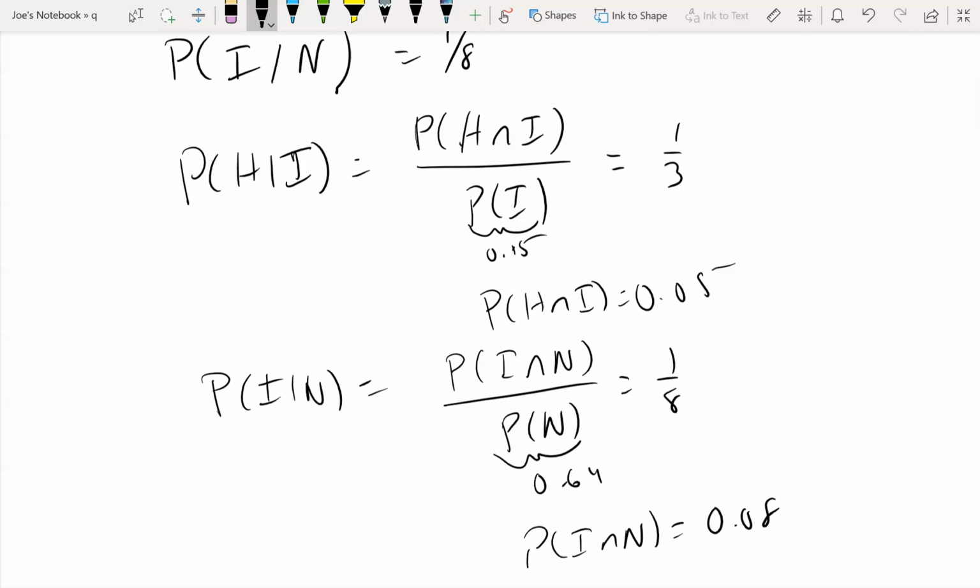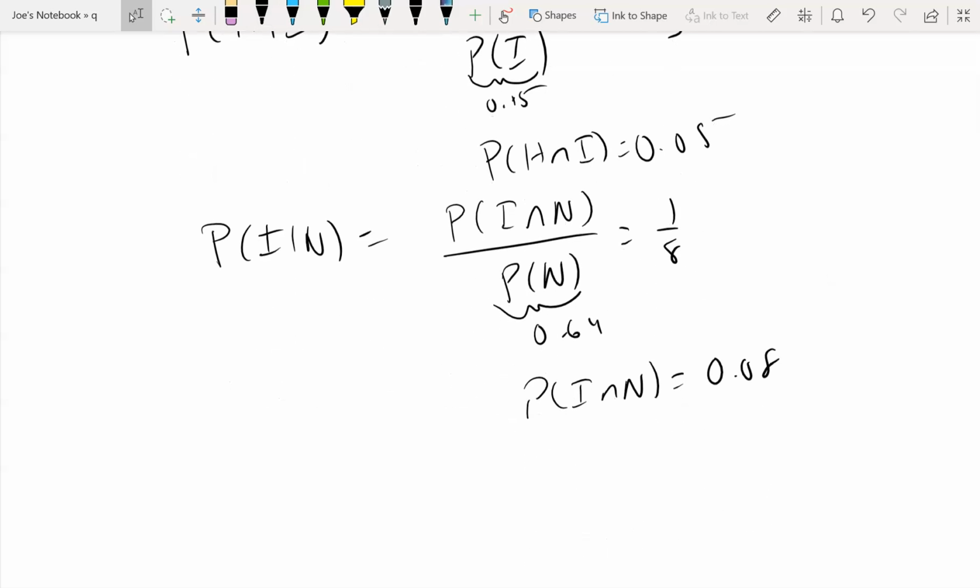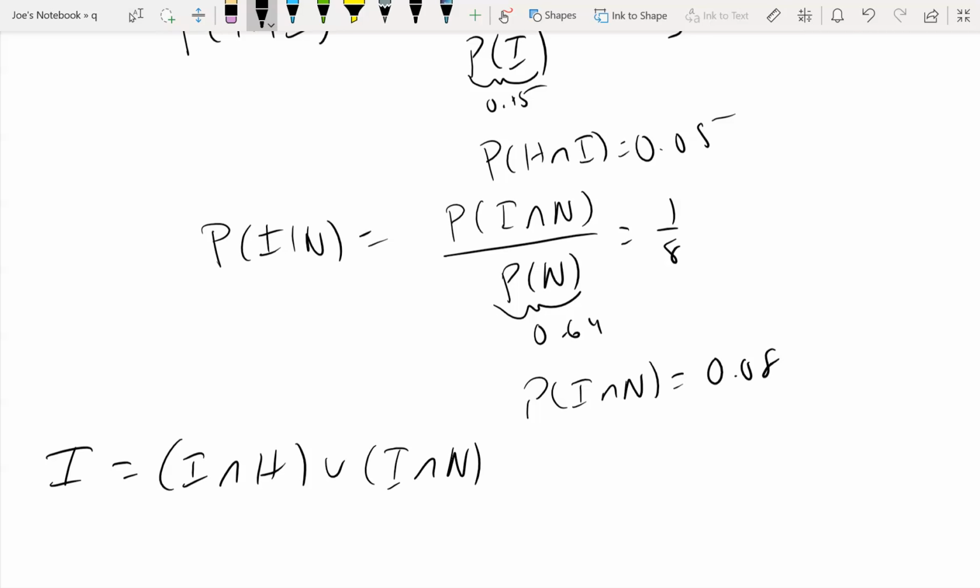So this is where the creativity comes in. We know that I is made up of high blood pressure people, normal blood pressure people, and low blood pressure people, right? And do we know probabilities for 3 of those things? Yes. We were given this one, and we computed these two. And we also know that these are all disjoint, right?